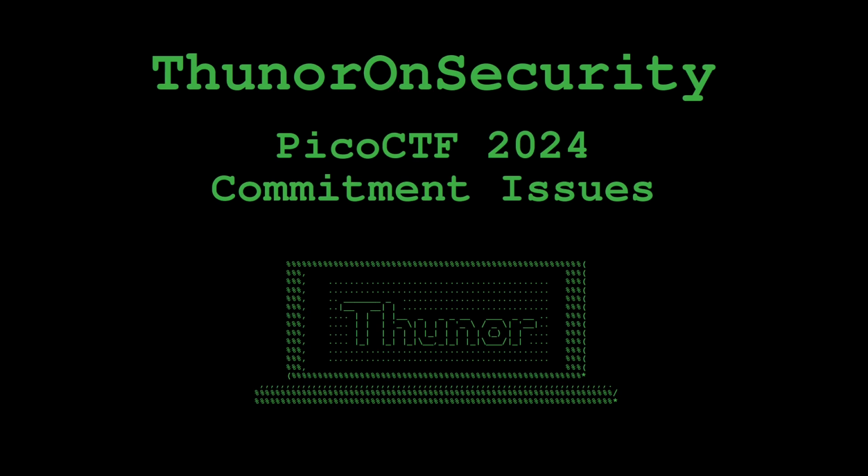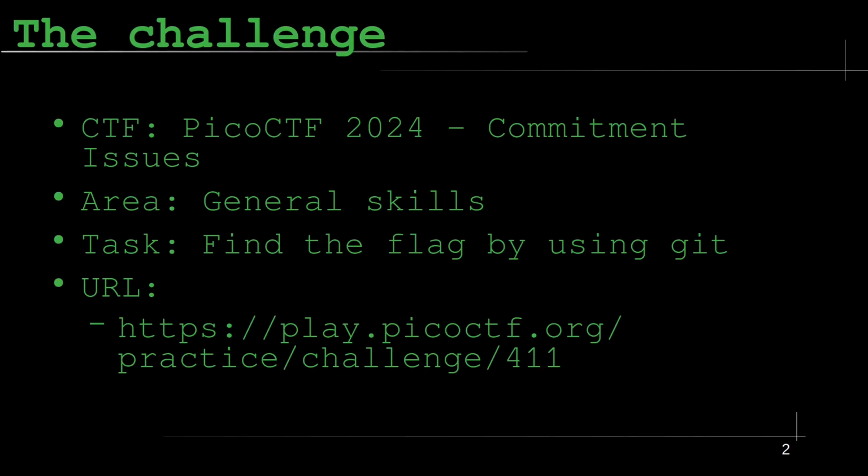In this video I'm going to show you how to solve a CTF challenge from picoCTF 2024. The challenge is called Commitment Issues. I've summarized the most important information about the challenge here. The area of the challenge is General Skills. The task is to find the flag by using Git. You'll find a link to the challenge in the video description below. Let's jump into the challenge.